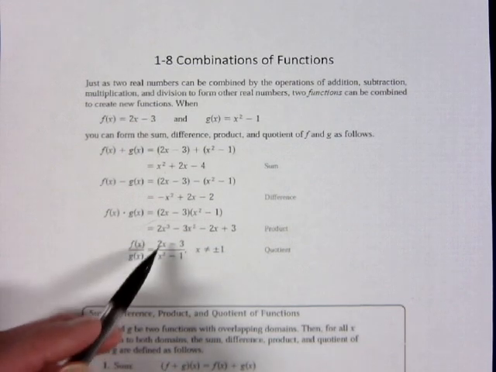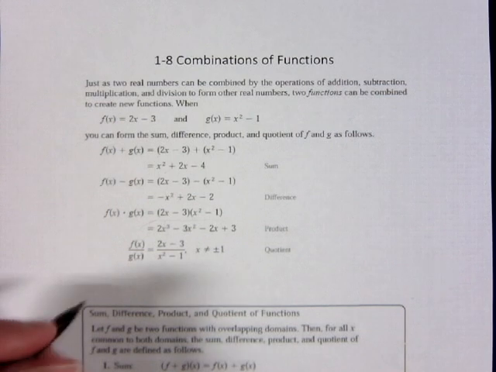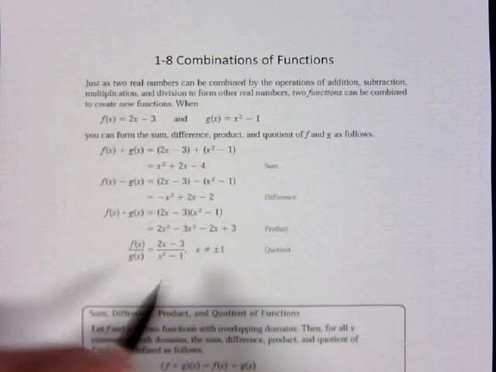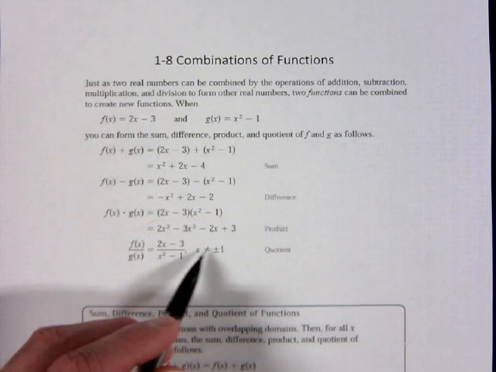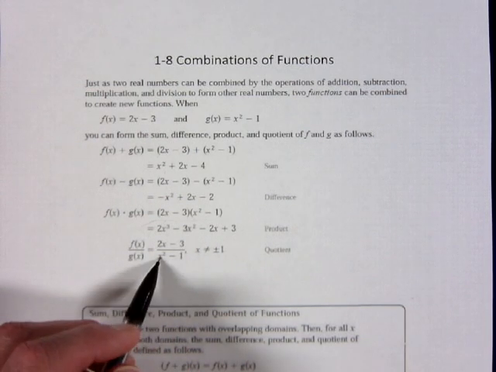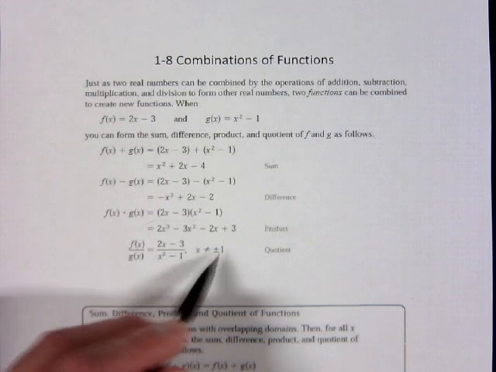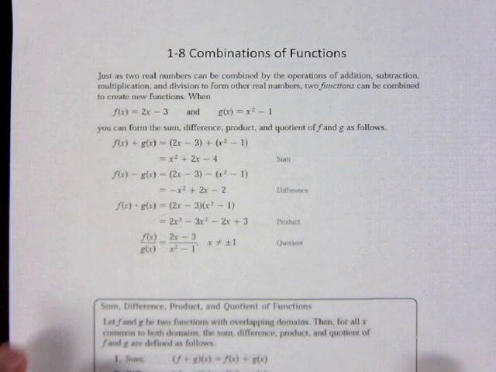And then of course if I take the two functions and divide them, then I would come up with the quotient of the two functions. And notice there's a restriction on the domain here. x cannot be plus or minus 1. Why not? Because if you plug that in there, you're dividing by 0. We must exclude that from the domain. We've talked about that. All right.